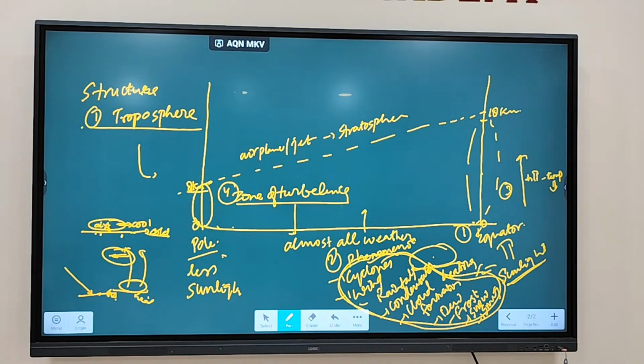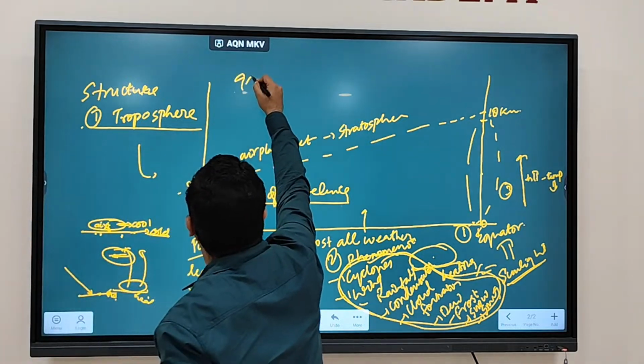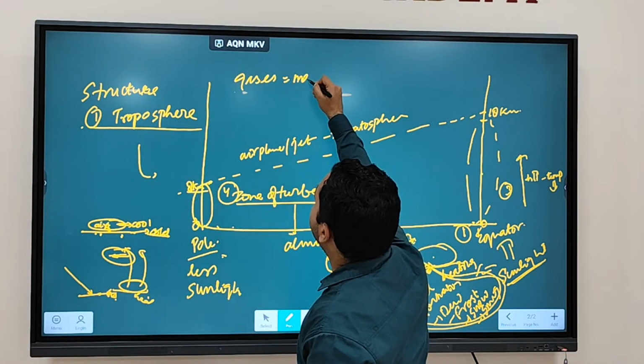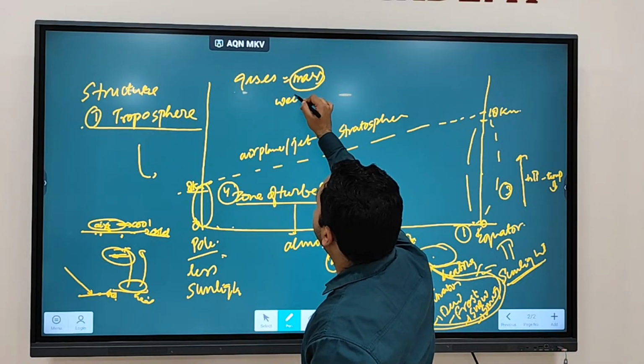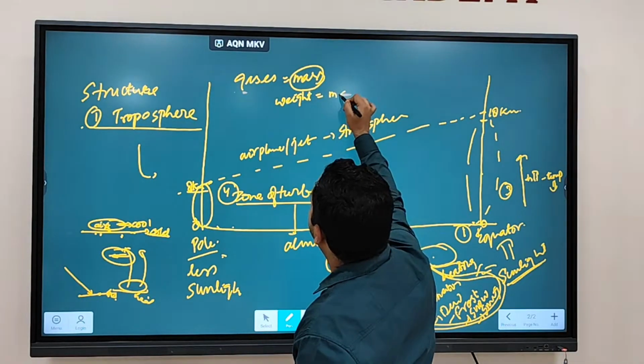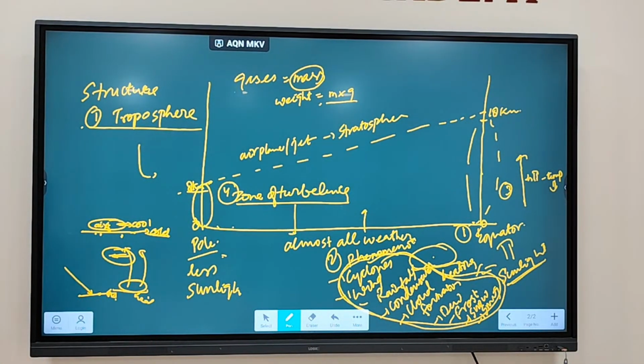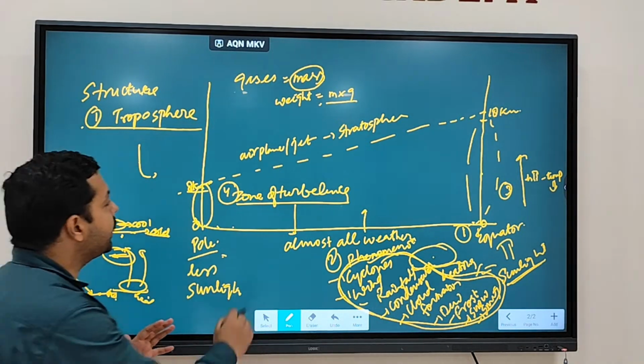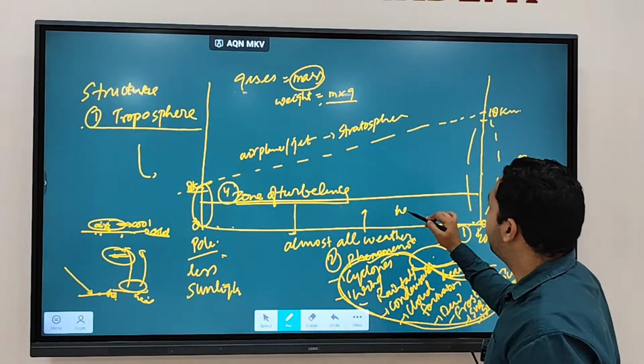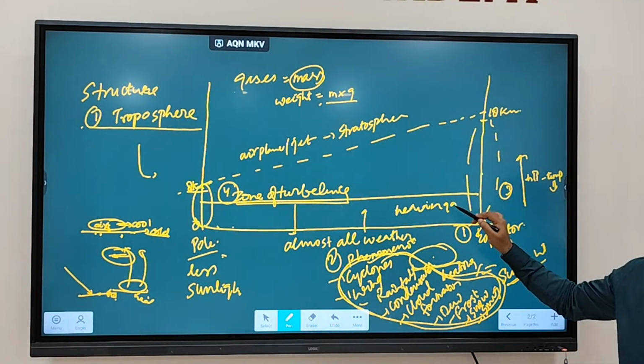Fine. Now, most of your heavier gases. As we discussed, if gases are heavier, they have more mass. More mass means more weight. Weight is mass into gravity. So if gases have more mass, they'll be attracted more by the Earth. Clear? So almost all your heavier gases are going to be near the surface.